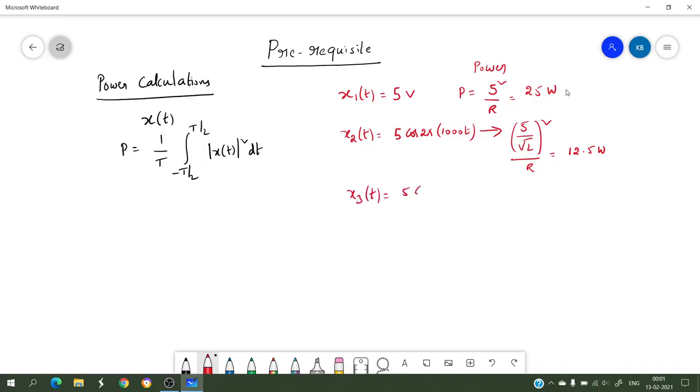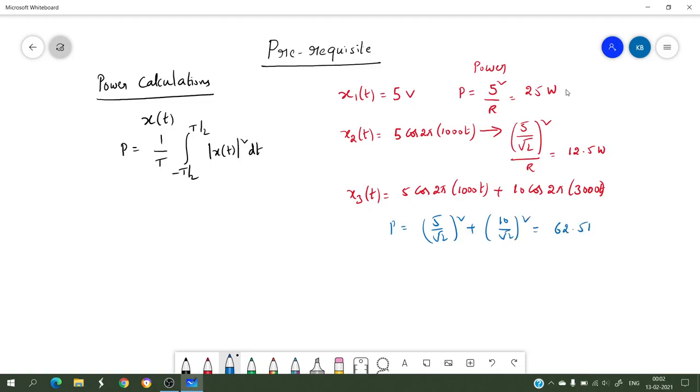And let us consider one more signal, which is a combination of two sinusoidal signals like this. Now what is the power for these signals? The power for this combined signal is 5 by root 2 whole square plus 10 by root 2 whole square, which is 62.5 watts.